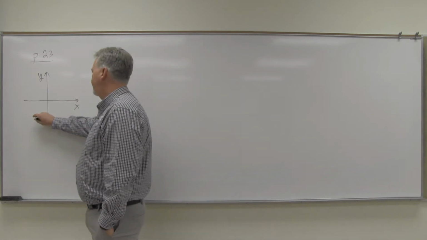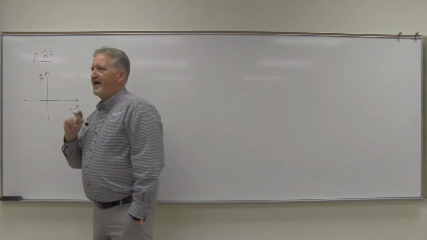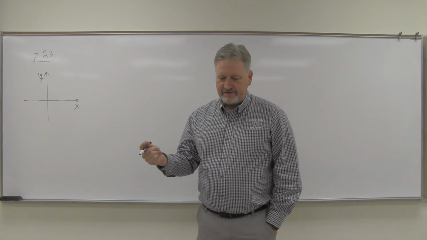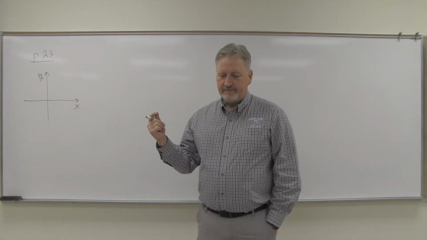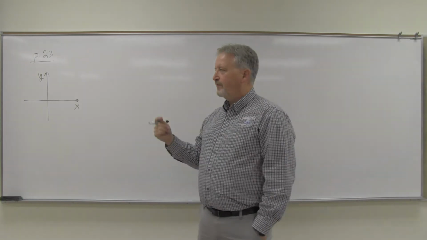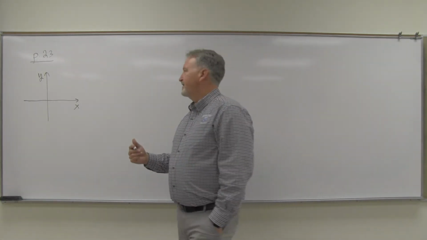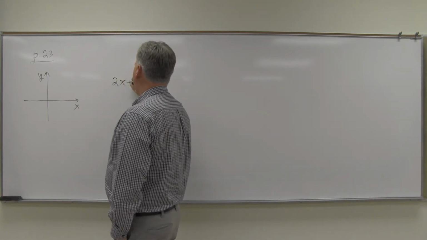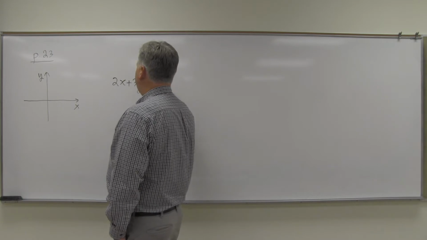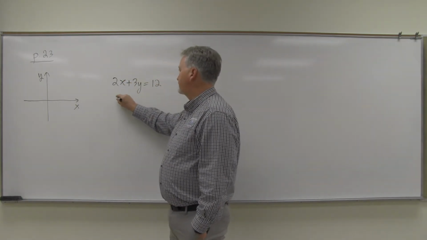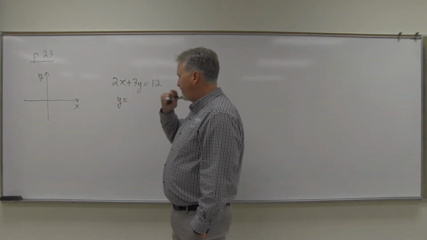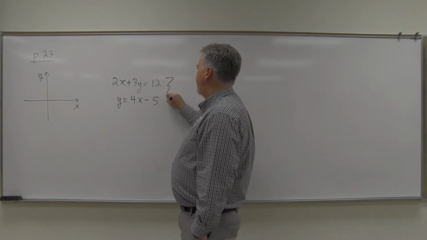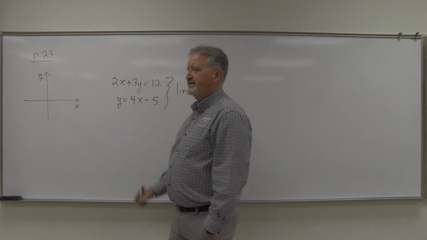And so, yeah, it mentions that the graph of linear equations requires two points, because you're graphing lines like 2x plus 3y equals 12. It's a line. And the other form that we'll see is y equals 4x minus 5. If you graph those, you get lines.